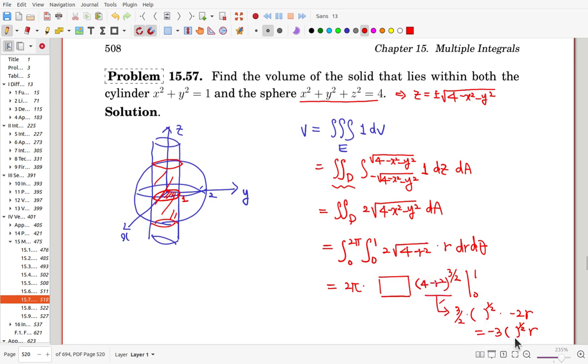Comparing this one and that one, the only difference is here: if we put minus 3 over 2, then that will become 2 over there. So this unknown coefficient must be, no, that is 2 over 3. It must be minus 2 over 3.